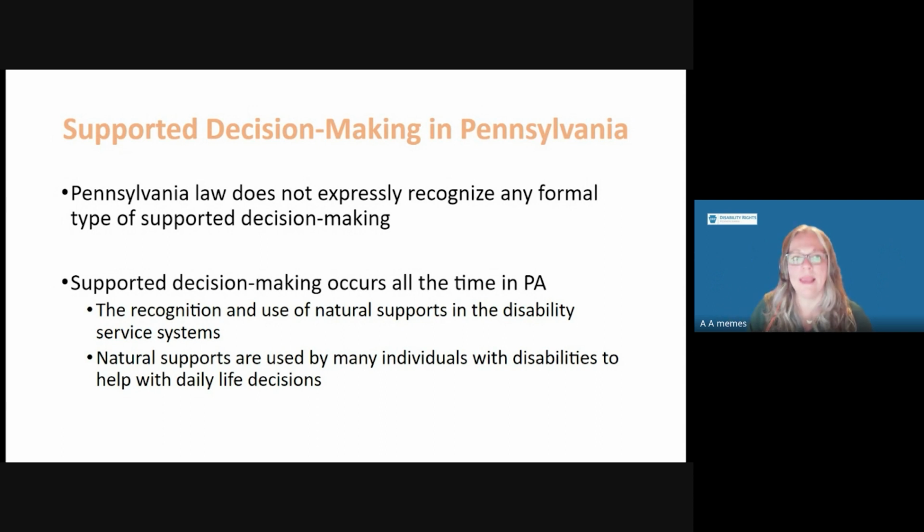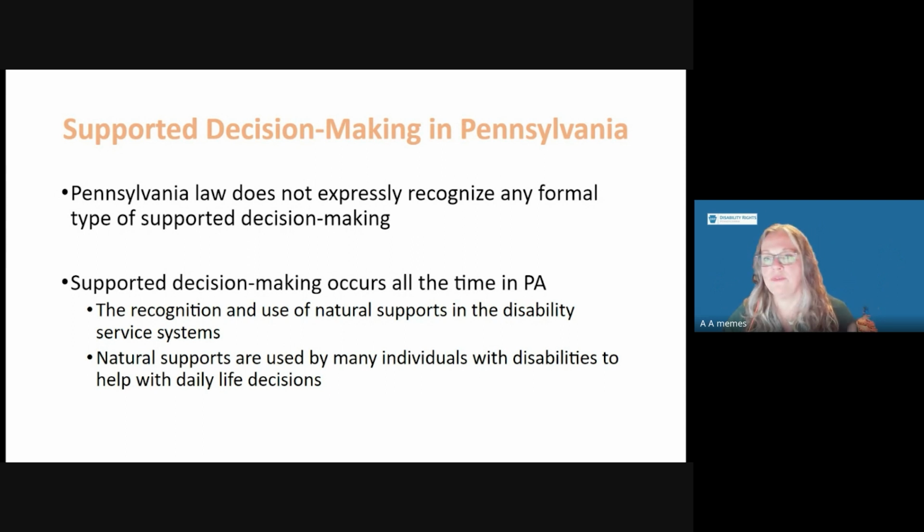So that's one way supported decision-making is present and legitimized in Pennsylvania. Another way is that our disability services systems across Pennsylvania, the intellectual disability services and other services available for people, definitely recognize the concept of natural supports.